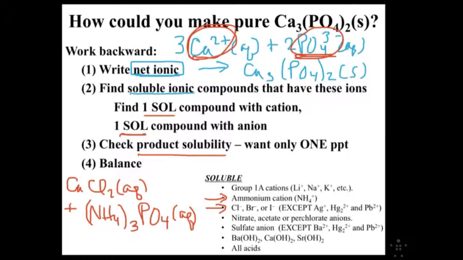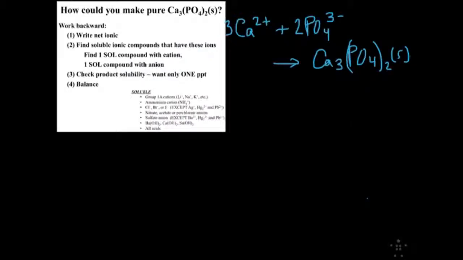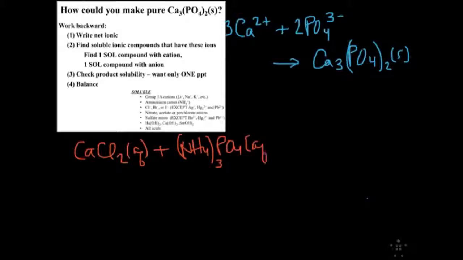I'm going to move this to another screen so that we can see it a little bit easier. Okay, so now we have a little bit more room to work, and we said we're going to try to add calcium chloride aqueous to ammonium phosphate aqueous. Let's see what we get. We get calcium phosphate. Okay, that's what we wanted if we combined our calcium ions with our phosphate ions.